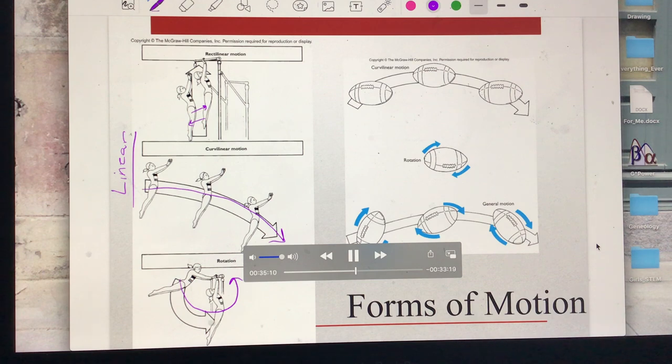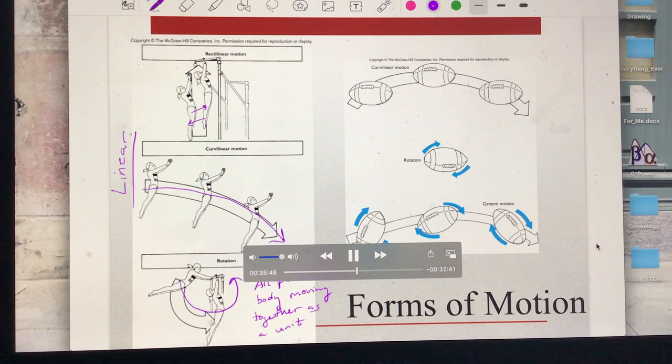Another thing that's important about linear motion is that, more or less, all parts of the body move together as a unit. That's another way the definition of movement in one direction at one speed plays out. All parts of the body are moving together as a unit, more or less, okay? That's why I like the gymnast example.